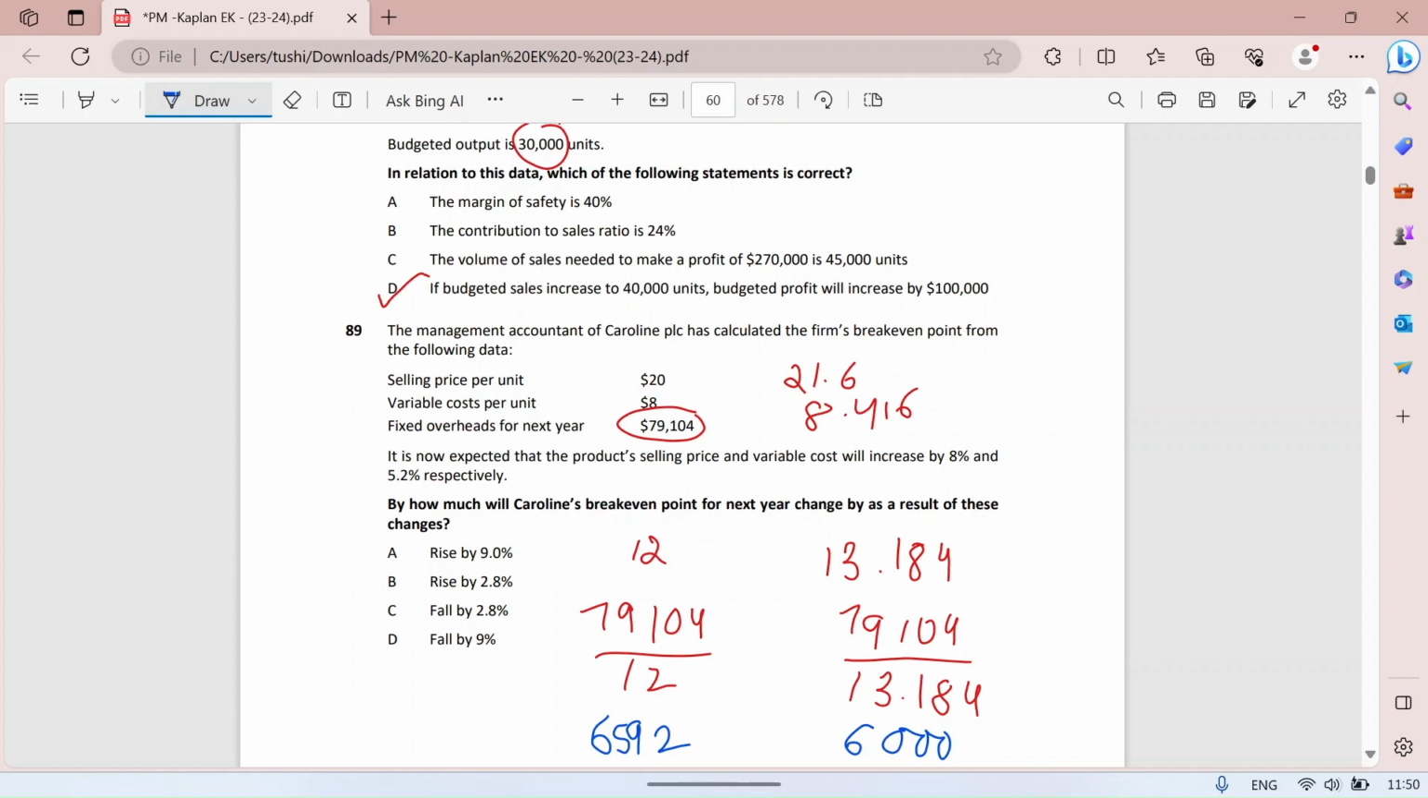Now let's see how much is the fall. So how do we calculate the fall? Basically the difference is 6,592 minus 6,000. So this will give you a difference of 592 units divided by your original figure. Original figure was 6592, and this will be multiplied by 100 to find out the percentage change, and this will give you your answer as 9%. So your break even point for the next year as a result of these changes will fall by 9%.